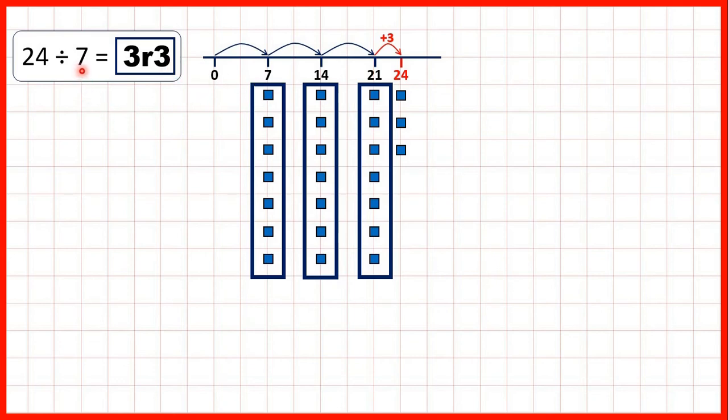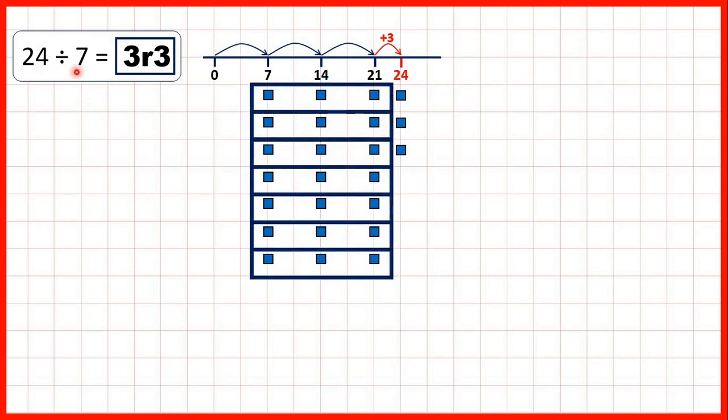Or if we were dividing by splitting 24 into 7 groups, we would have 3 in each group and then 3 that were remaining that couldn't be put in a group.